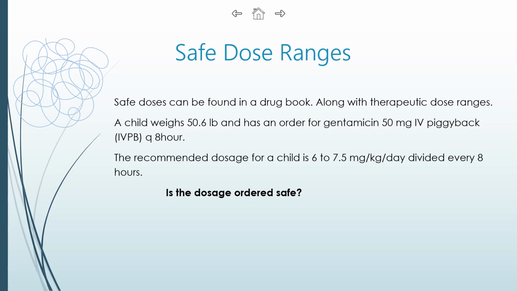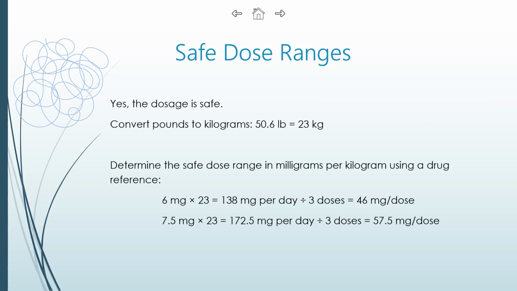Safe dose ranges. Safe doses can be found in a drug book, along with therapeutic dose ranges. If a child weighs 50.6 pounds and has an order for gentamicin, 50 milligrams, IV piggyback, every 8 hours, the recommended dosage for a child is 6 to 7.5 milligrams per kilogram per day, divided every 8 hours. Is this dosage ordered safe? Some of these are equations you're going to have to work out on paper, and you can pause the video at any time. Yes, the dosage is safe.